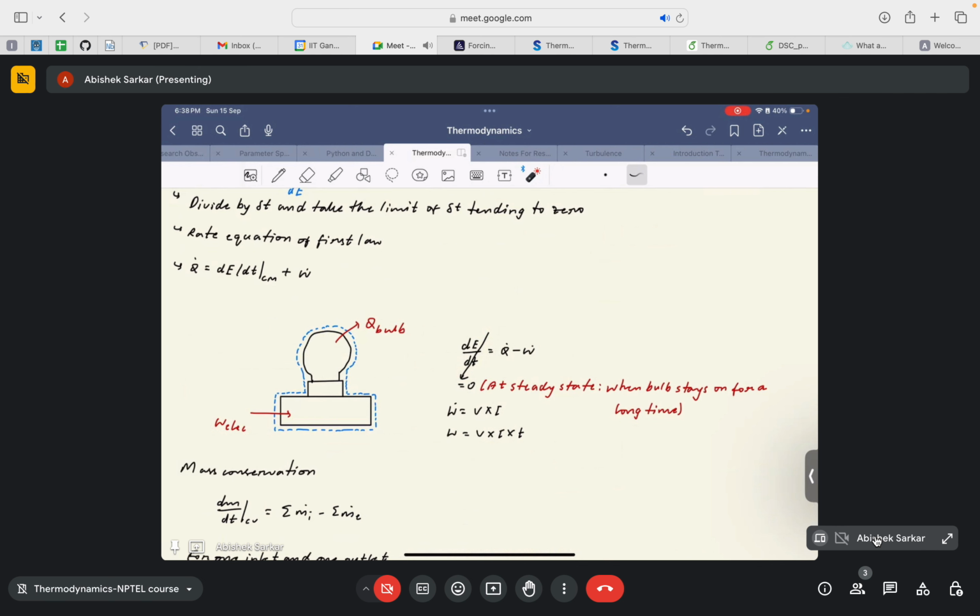W is equal to V into I into T, and to find the net rate of work done, we just divide it by T to find that W dot is equal to V into I. It is the net rate of work done in the bulb, and this would be equal to Q dot. It is the net rate of heat dissipation from the bulb because of the electrical work input.